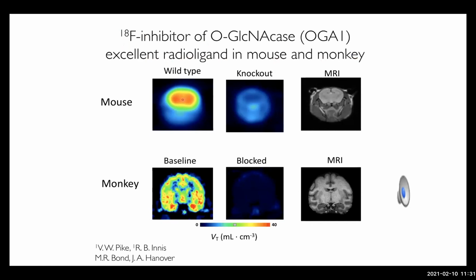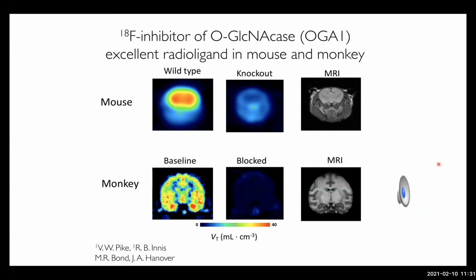Here's the mouse in which you can see the knockout is basically the signal is completely gone in the knockout, and this is an MRI just to show you the level at which this imaging was occurring. In the rhesus monkey, you get a lot more detail about the localization of the ligand at the baseline. Here we carry out not genetic ablation, but blocking with an unlabeled inhibitor, and this is the MRI at that level, looking at the rhesus brain.